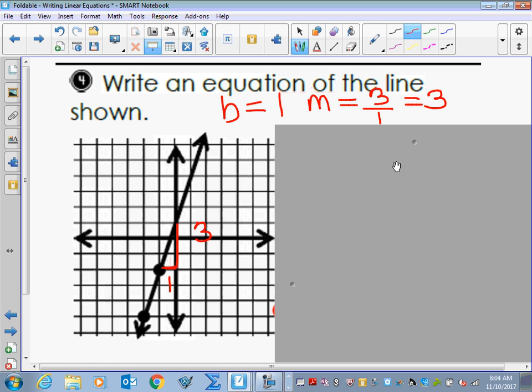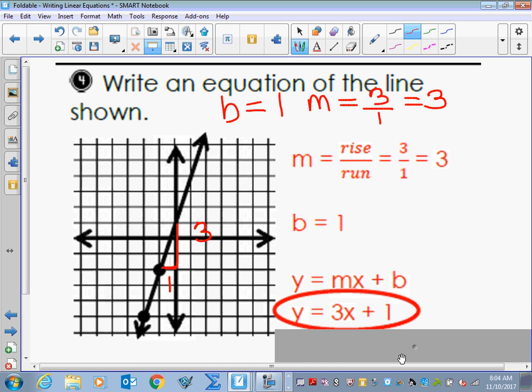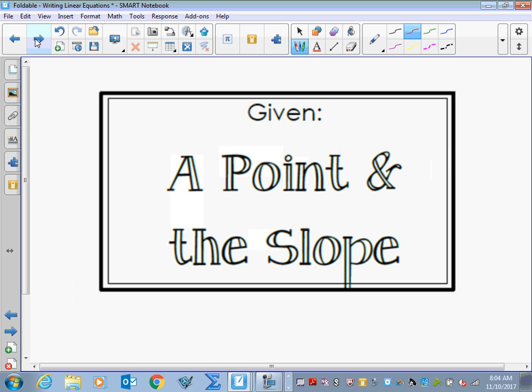All right, so my equation is y equals 3x plus 1. As long as you have m and b, you can write an equation, even if you're given different information. All right, so here's a different situation.